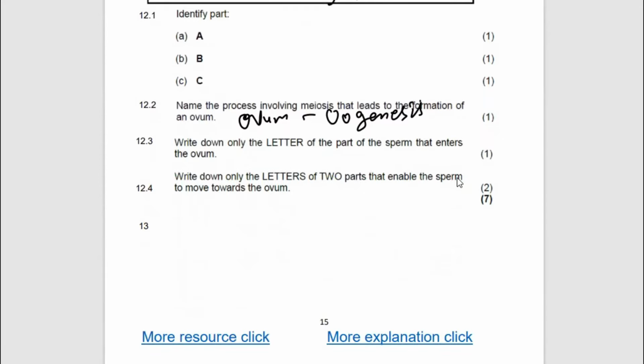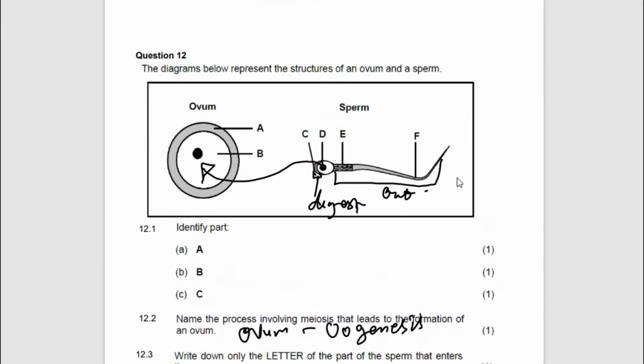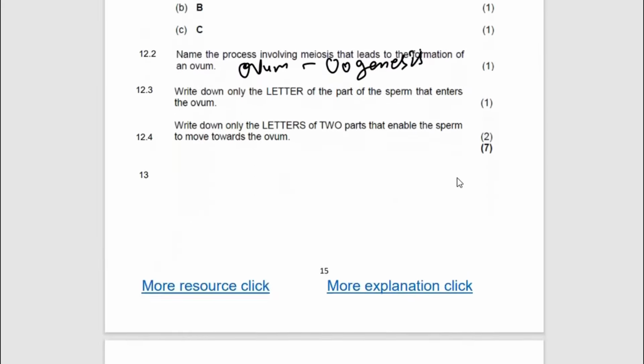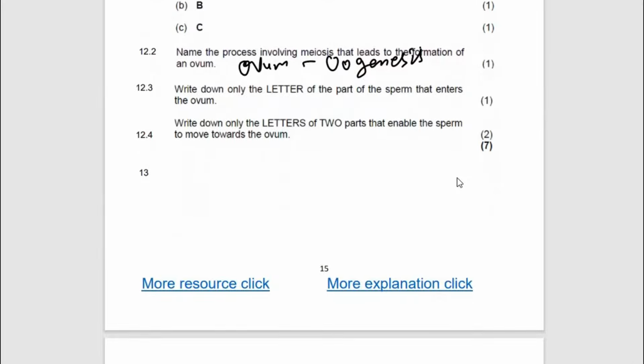So basically it is going to be the nucleus, and which part is that? Is part D. Part D is the one which is going to be used. Then they're saying, write down only letters of the parts that enable the sperm to move towards the ovum.